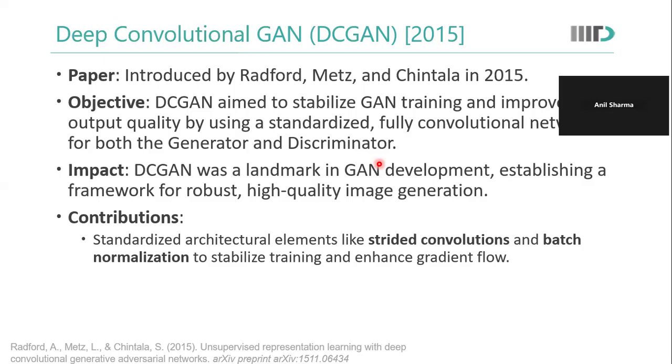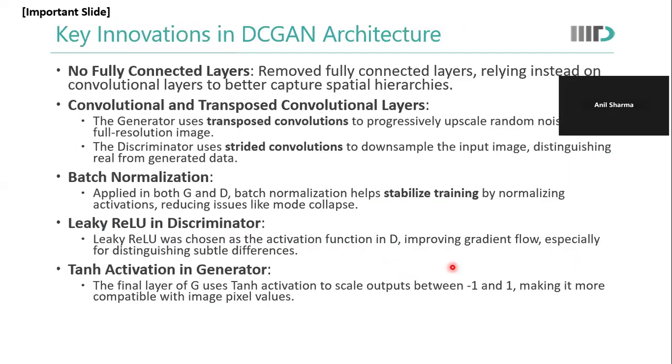I think using convolution layers in the discriminator makes more sense, but in the generator, you need to generate an image from low dimensional information. So you must be wondering how we can do that. Let's see, I will tell you about all the technicalities here. It was found that it is a landmark development in GANs, and it establishes a framework for robust and high quality image generation. Basically, the contributions they made are standardized architectural elements, like strided convolution, which they proposed for the generator, and batch normalization to stabilize the training and enhance the gradient flow. Let's see what all these things are.